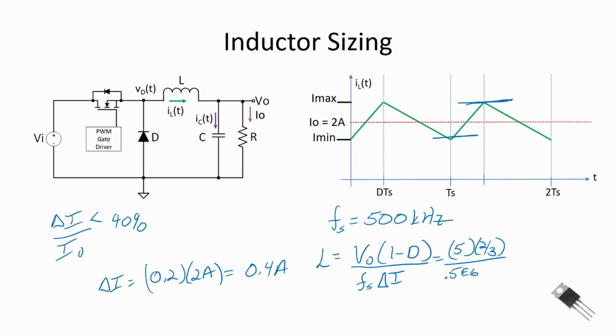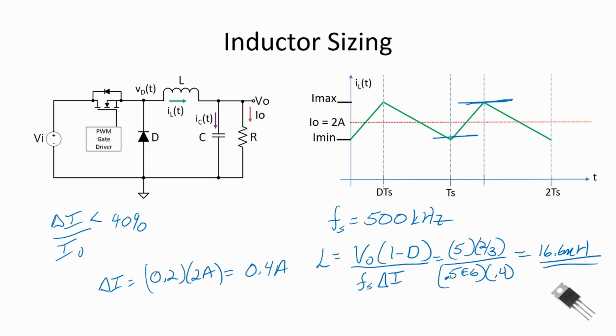EE6. I'm writing our switching frequency in megahertz, which is going to provide our numerator in microhenries. So there's a reason why I wrote our switching frequency in that form. Times delta I, which is 0.4. We see that our inductance is equal to 16.6 microhenries. So that's going to give us a range for our inductor.